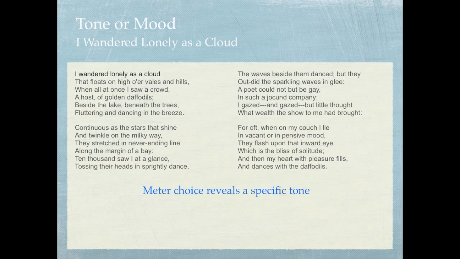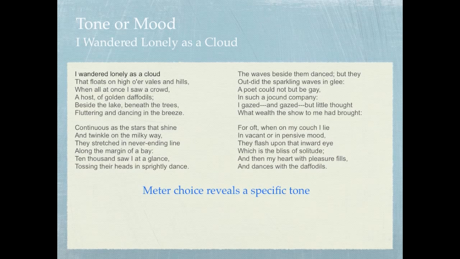So for example, we look here, "I wandered lonely as a cloud." So what we have is an iambic meter, because it's an unstressed syllable followed by a stressed syllable. "I wandered lonely as a cloud." Okay? And that gives this kind of dance to it by using that iambic.